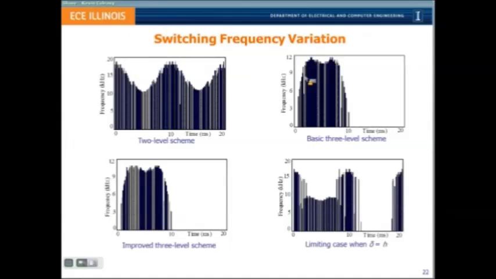So let's look at the switching frequency variation. This was for a 2-level scheme. This has a wide variation from about 20 kilohertz to about 10 kilohertz. The basic 3-level scheme gives us a huge advantage, because here we don't have any switching. Even though we have more switches in one leg, the switches are off in this portion, and the switching frequency is reduced. And the improved 3-level scheme gives us the same advantage as the basic 3-level scheme as far as the switching performance is concerned. We will not discuss the limiting case, because we see high frequency components when we make delta equal to H. So we will not look at that.